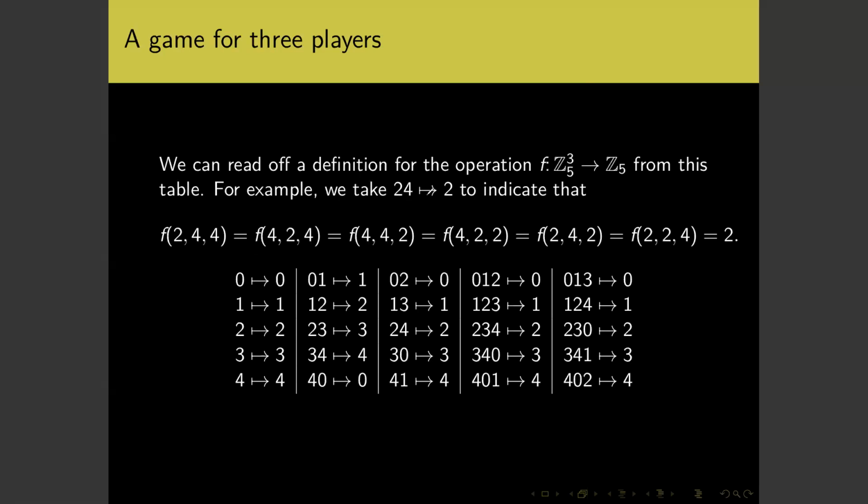Okay, so now I can read off from this a definition for a ternary operation by taking that, for example, {2, 4} maps to 2 to indicate that if I apply f to any triple in this case whose components exactly form the set consisting of 2 and 4, so for example (2, 4, 4), (4, 2, 4), (4, 2, 2), and so forth, the value of f applied to all of these should be 2. Okay, so in this way I can turn this table that I've produced into a ternary operation.